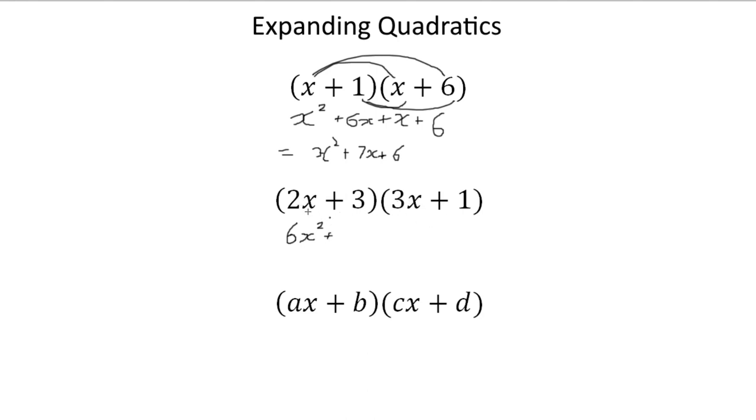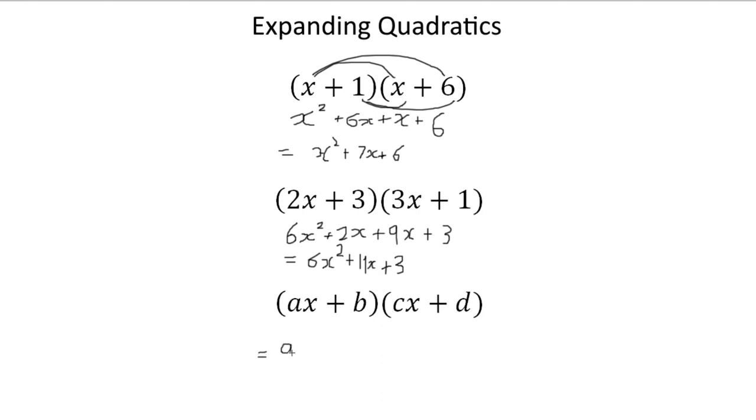So 6x squared right there, plus 2x, remember, we're going to do like these two now. So plus 9x. And then, in the end, plus 3. And that is equal to 6x squared plus 11x plus 3. Done.